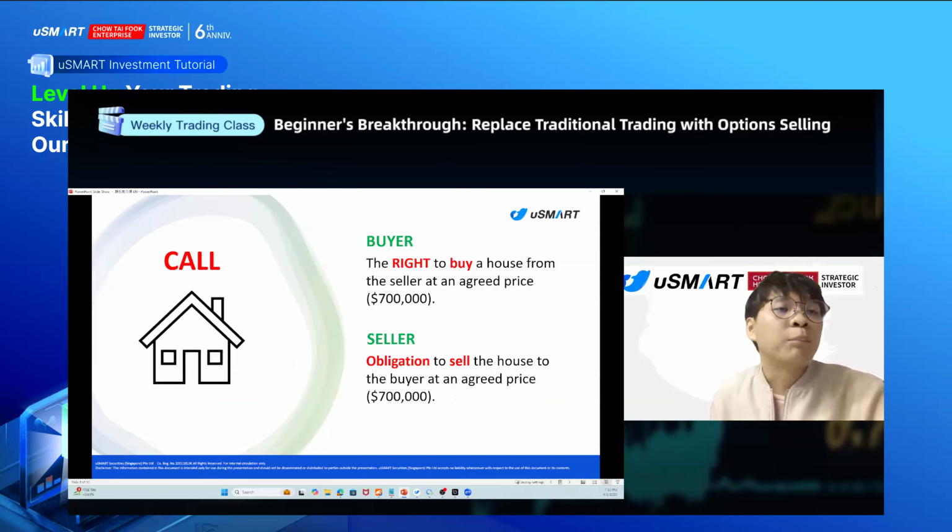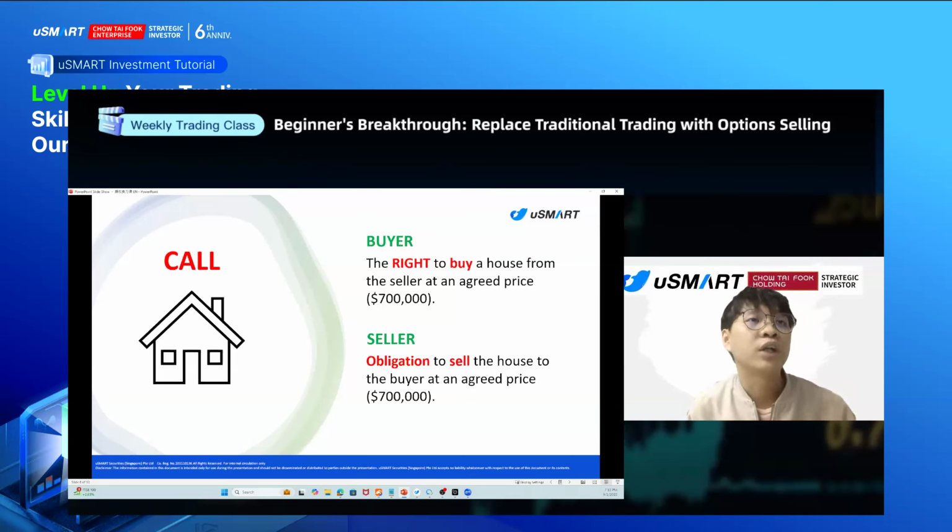So the buyer and the seller will come to an agreement, and then the buyer needs to place a booking fee to make this contract work. This contract is called an option. In this case, when it is a call option, why does the buyer want to do it that way? Because the buyer is afraid that the property will go up in value in the future.